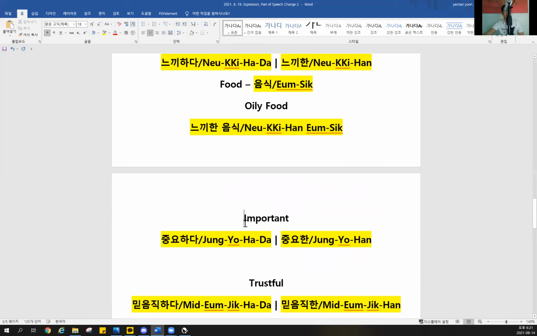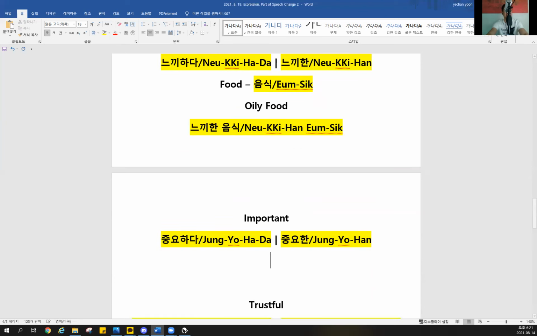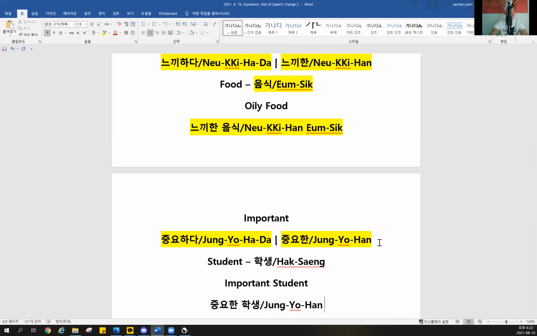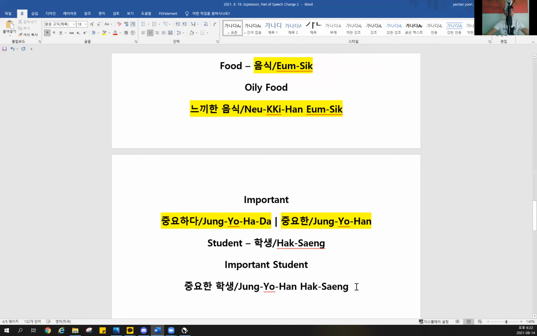Okay, let's go. Important. How can you say important? Our class is important, guys. But the most important thing is you guys, all the students. So important. Let's try with students, because students are always important to me. Students, you can say 학생. How can you say important students? You can say 중요한 학생. Okay, this is how you say important students.